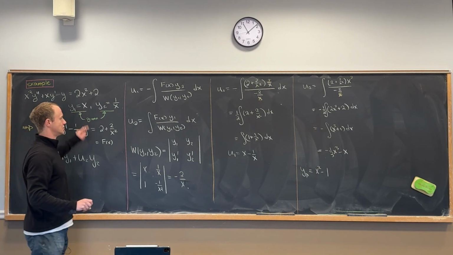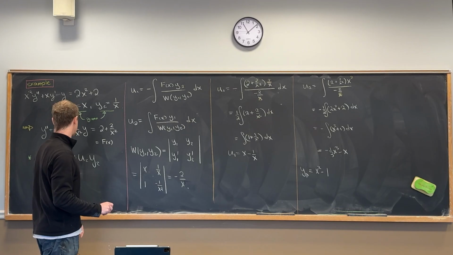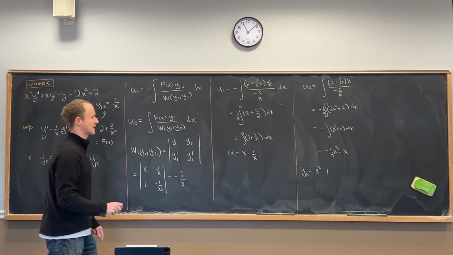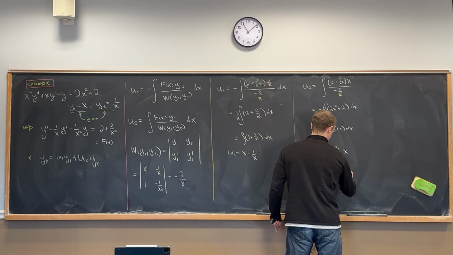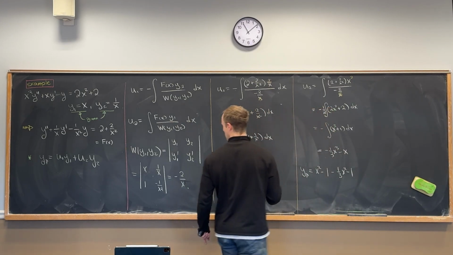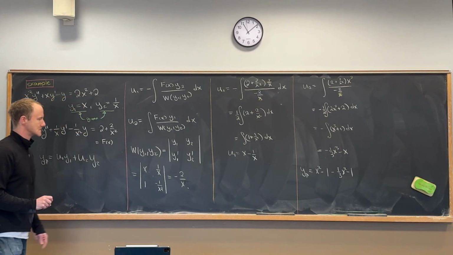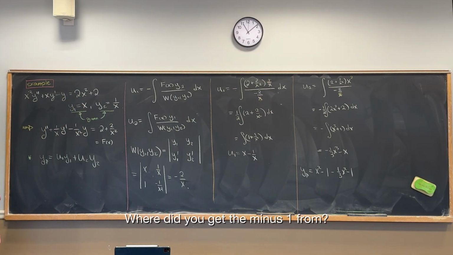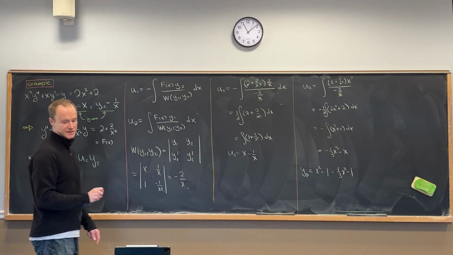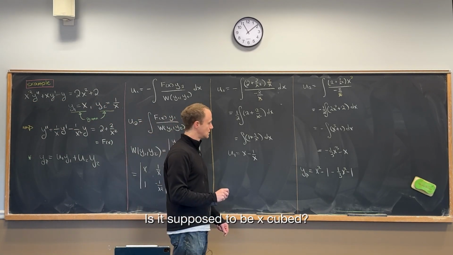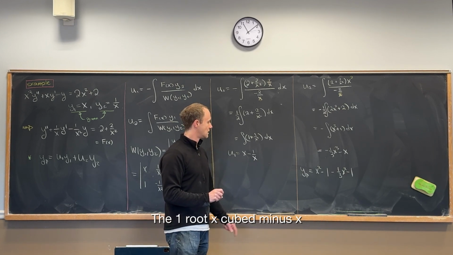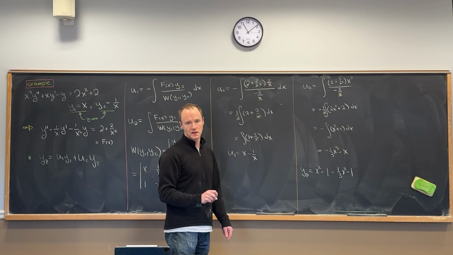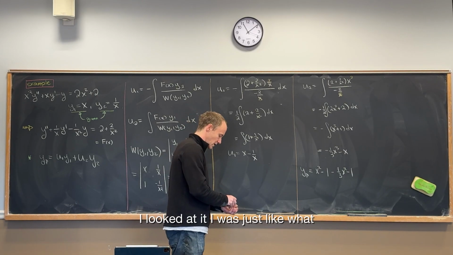And then u2 y2, so y2 is 1 over x, right? So that's going to be minus 1/3 x squared minus 1. Where did we get the minus ones from? Kind of two different places. Isn't it supposed to be x cubed? Oh, did you simplify that, the 1/3 x cubed minus x? Yeah. Oh, okay. That's what I was confused with. I looked at it and was like, what?